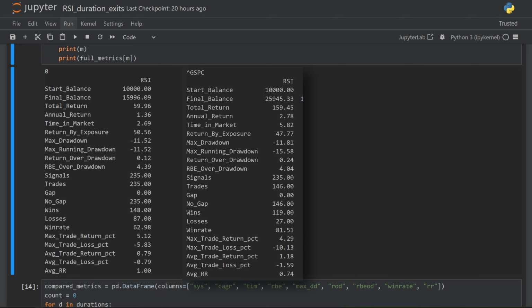So here you can see there are some things that have gone better and some things that have gone worse. The annual return is definitely worse. It's about half. But then so is the time in the market, because the trade is done within a single day. That means that return by exposure and return over drawdown are actually a little bit better than the standard RSI strategy. The win rate does decrease, but the average reward to risk increases. So it seems quite difficult to compare the two.